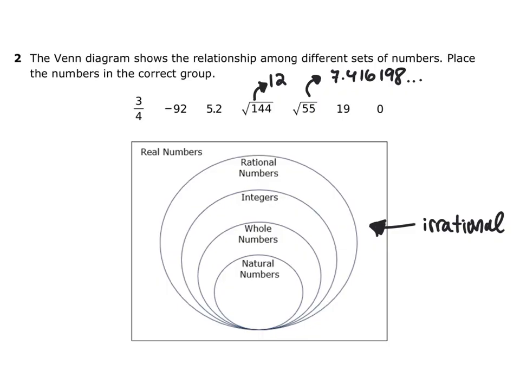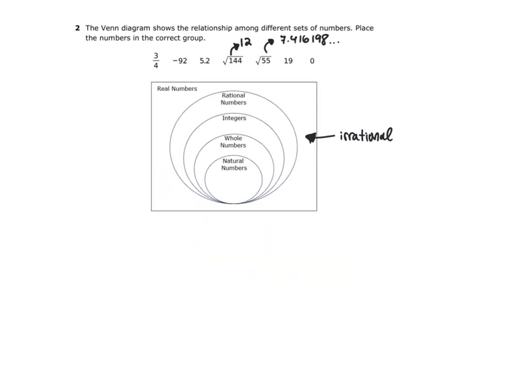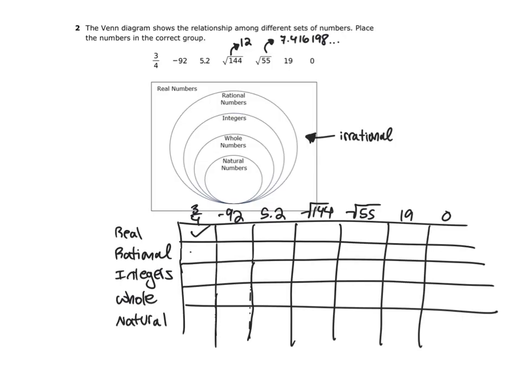All right, I'm going to make my little table because that's a helpful strategy. Let's do this. So 3/4 is real, 3/4 is rational. It's the ratio of 3 and 4. It's not an integer, it's a fractional value. So that's where I'll stop. Let's see, negative 92 is real, it's rational. You could actually say it's the ratio of negative 92 and 1, right? It's an integer, it's not a whole number. We don't have any negative whole numbers.